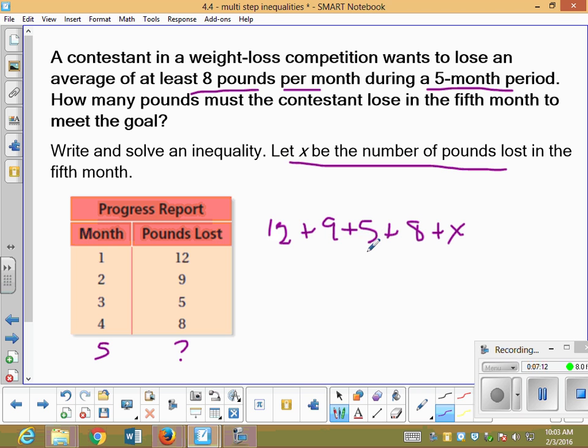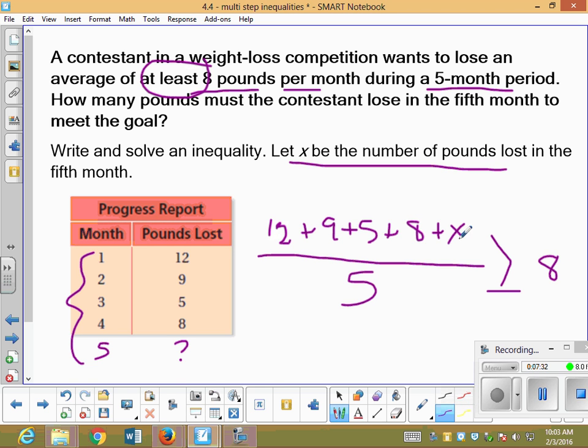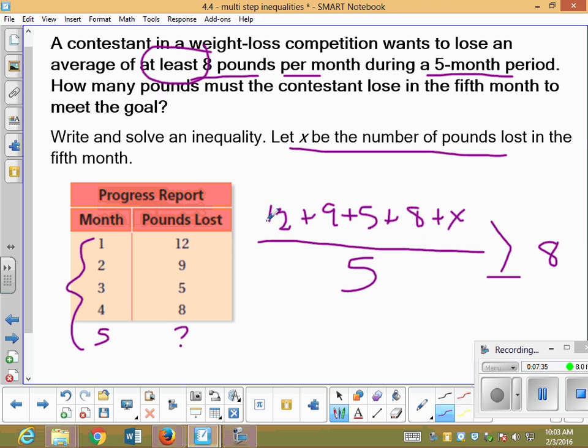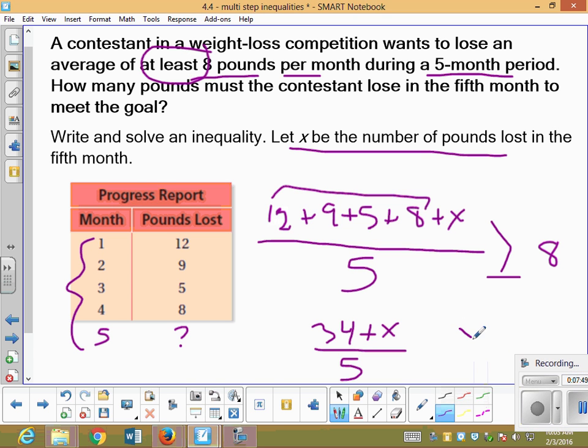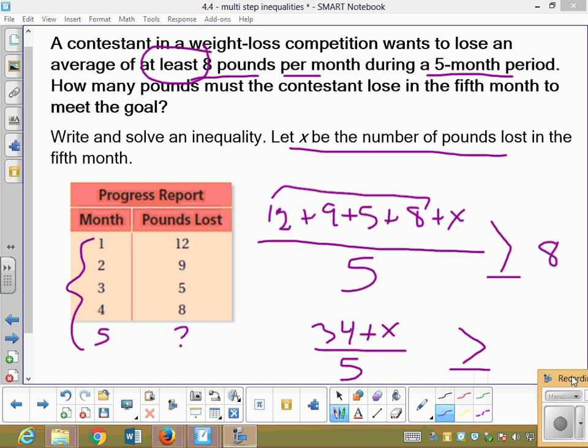And to get an average, we're going to add it up and divide it by how many months they want us to calculate. How many months? 5. So we're going to divide by 5. And it says here, they want to lose at least. So the words at least tell me that I'm going to use this inequality. And at least how many pounds? 8. So now we have our inequality that we can simplify. I'm going to add the top, and when I add this top right here, I'm going to get 34. And then plus x, over 5 for the 5 months, and then is greater than, or I'm sorry, is at least 8 pounds.